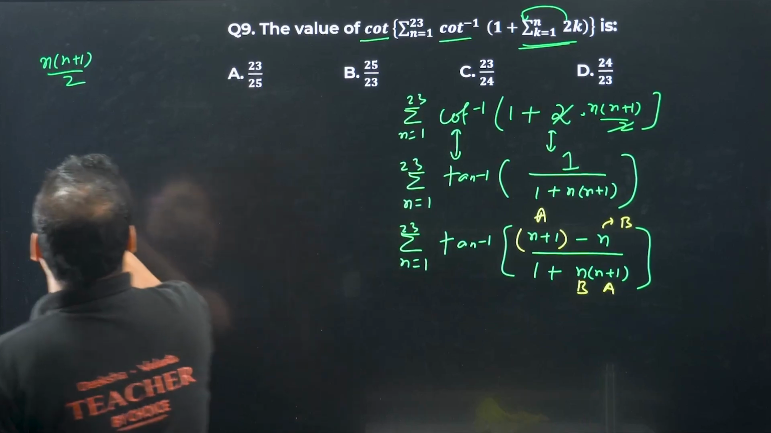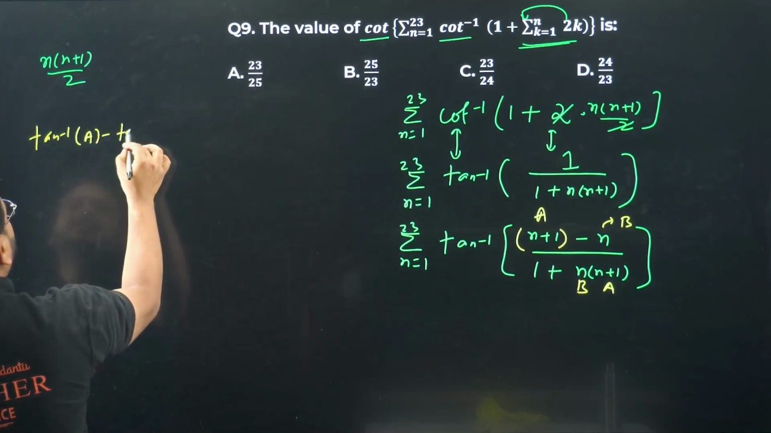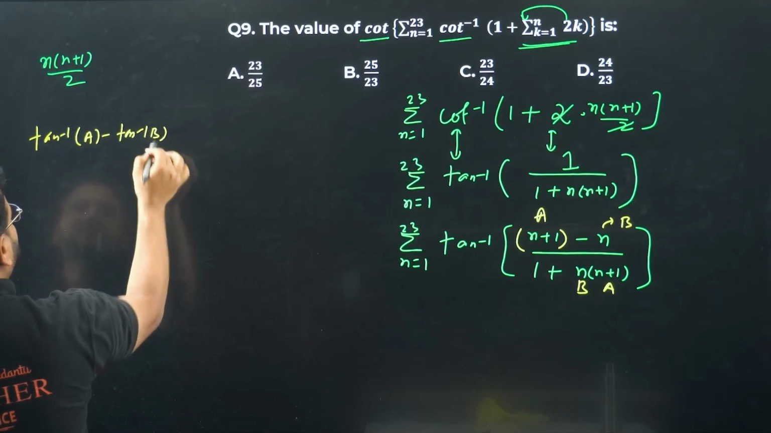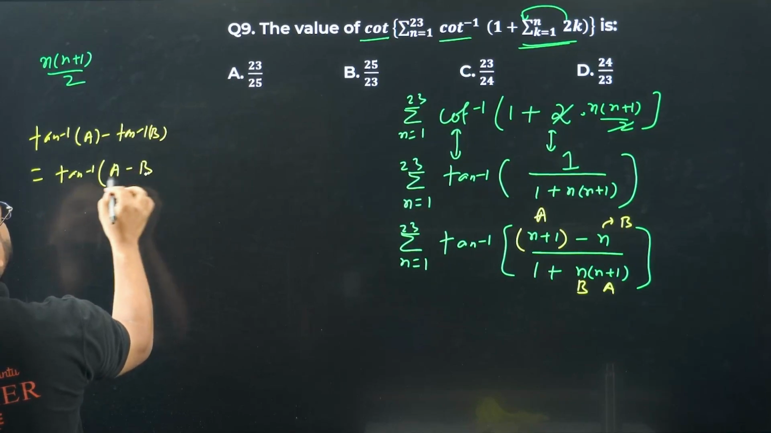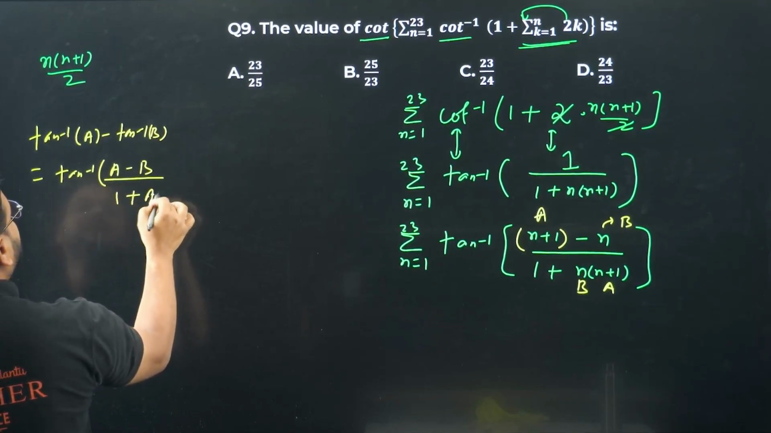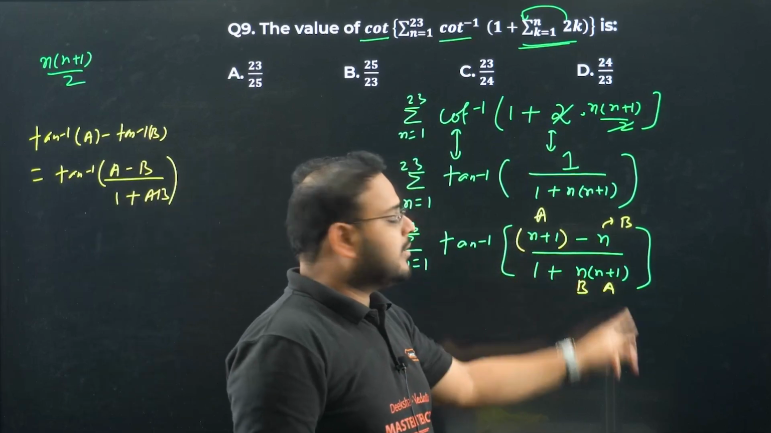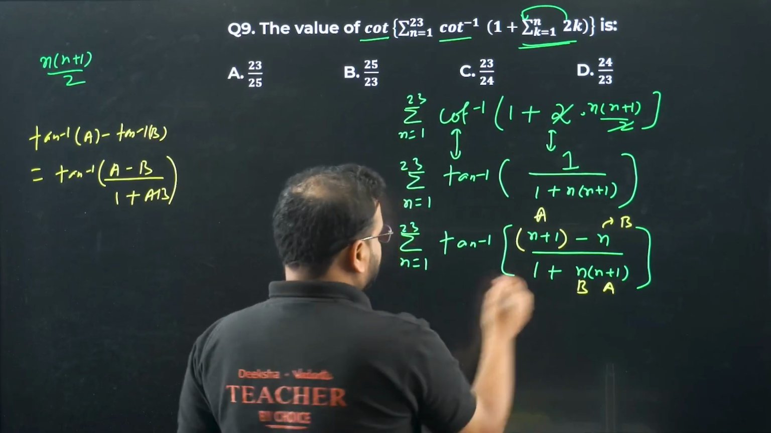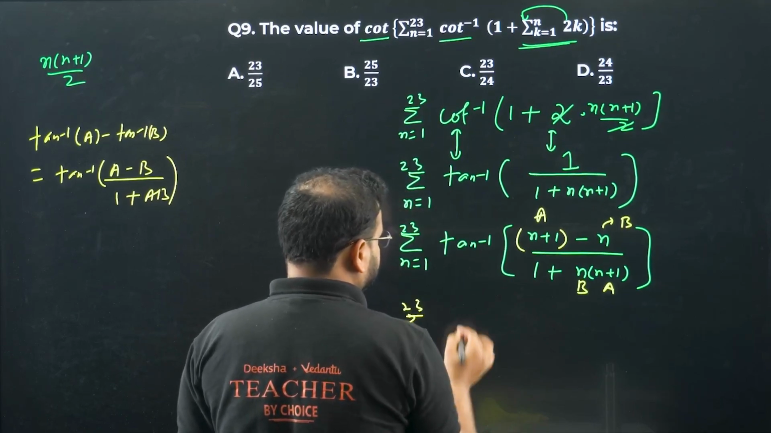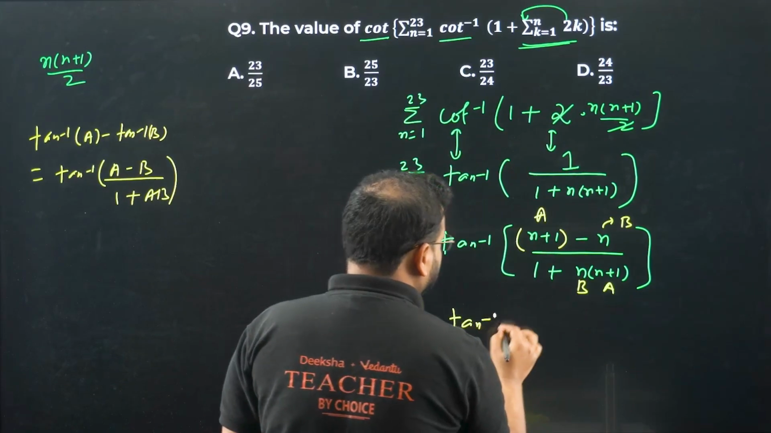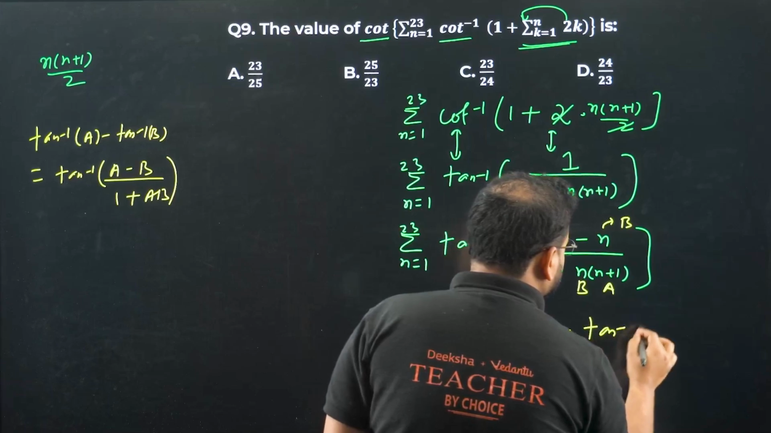The formula, if you remember, tan inverse of A minus tan inverse of B is given by tan inverse of A minus B upon 1 plus AB or BA. Same thing is there. Got it? So basically this will turn out to be, have a look, summation 1 to 23 tan inverse of n plus 1 minus tan inverse of n.